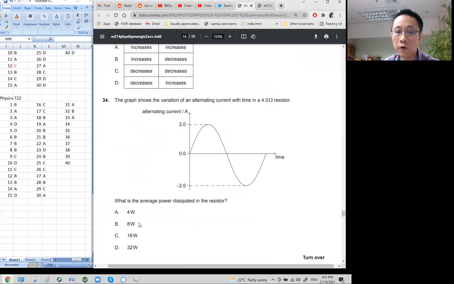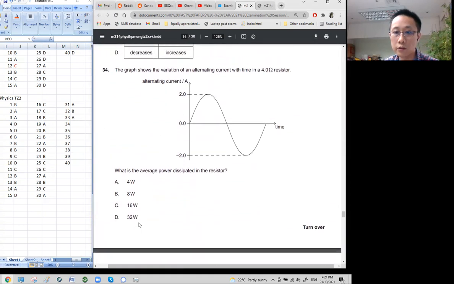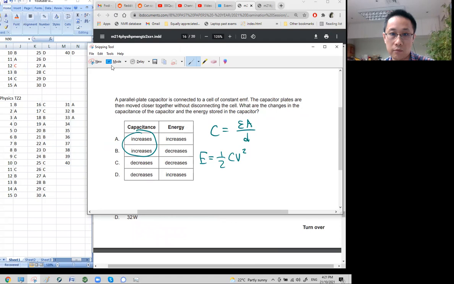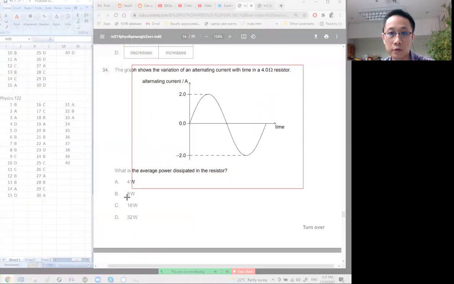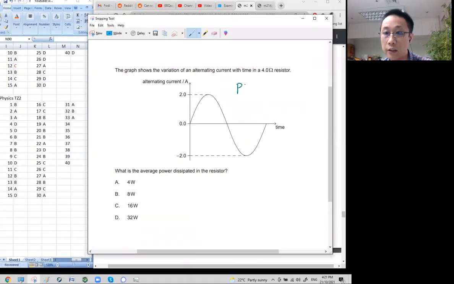Question 34 is about AC circuits. Average power is given by, let me screen cap the thing first. And then P equals I squared times R. So P average equals I RMS squared R. I think this is in the formula book, but I really need to check.